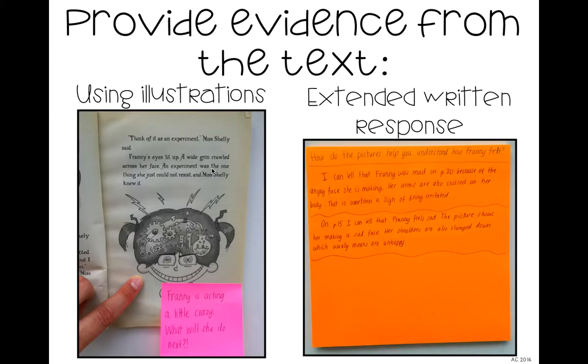Another big thing is providing evidence from the text. Post-it notes are great for this because this isn't generally something that kids will love to do, but if you keep it fresh and do different ways, you can keep them excited about it and really get them focusing on the text. So on the left there, using the illustrations, they're providing evidence to explain how the character is acting. So that when Franny is acting a little crazy, what will she do next? So you really want them to show you that they were paying attention to the text and providing evidence about the character there.